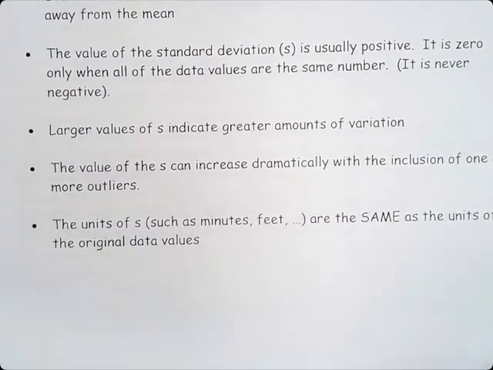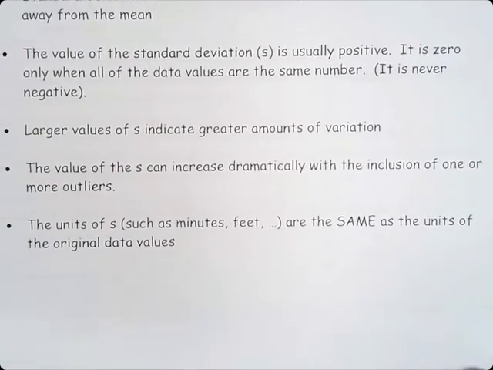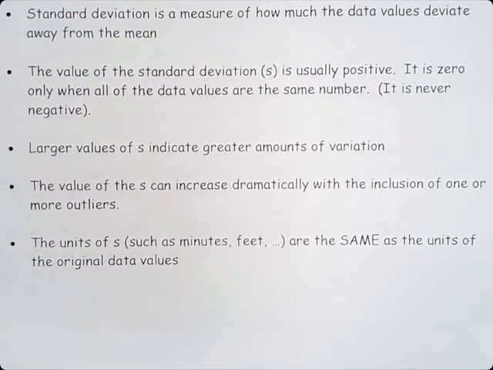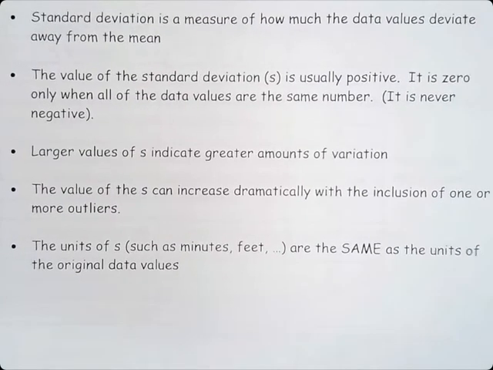The value of s can increase dramatically with the inclusion of one or more outliers. The units of s, such as minutes, feet, are the same as the units of the original data value. So if we're talking about 5 minutes, 10 minutes, that's your data, then your standard deviation will be whatever you come up with, and then you'll also put that unit on there.